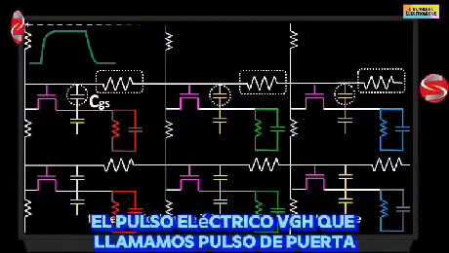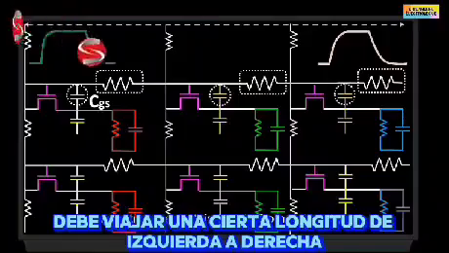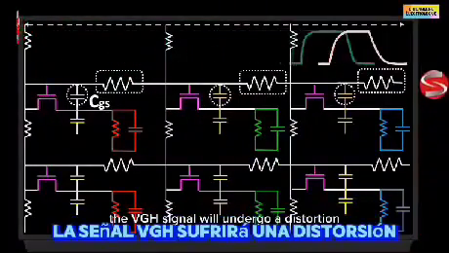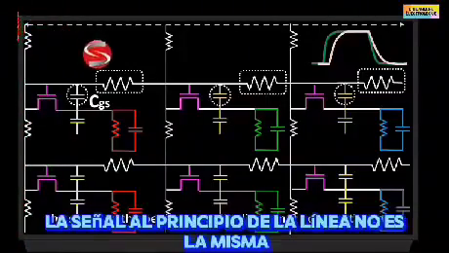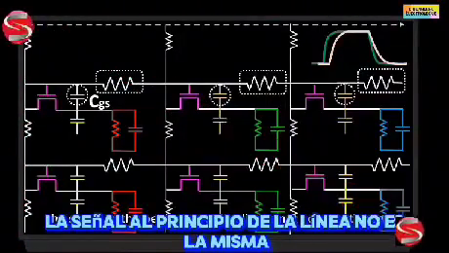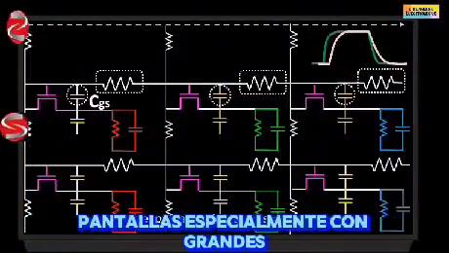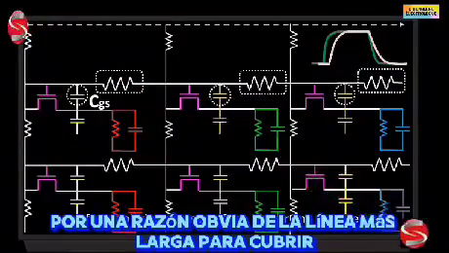The electrical pulse VGH that we call gate pulse must travel a certain length from left to right. With the parasitic effects of conduction, the VGH signal will undergo a distortion on its rising and falling edge. We see the signal at the beginning of a line is not exactly the same at the end of the line. This distortion can be seen especially with large screens for an obvious reason of the longer line to cover.